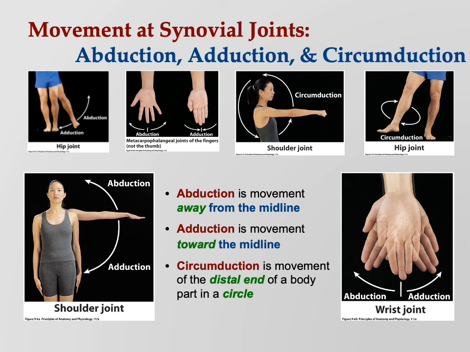Circumduction is going around in a circle. You can see then the top also on the right, circumduction of the shoulder means moving it in a circle. Look also then at the upper left. You see abduction and adduction of the hip.